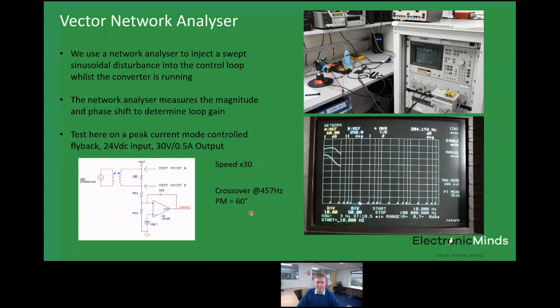You can see the response going through here. The network analyzer is just sweeping the frequency, in this case, I think we're going from 10 hertz up to 100 kilohertz. The yellow trace, if the colors come out okay, is the loop gain, which you can see is flattening off at low frequency, probably because we're running out of loop gain in the error amplifier. But you can see here, this is the crossover point. It crosses over at about 450 hertz, something like that. And the phase margin at that point, you can see, is about 60 degrees. So that's a nice, stable control loop.